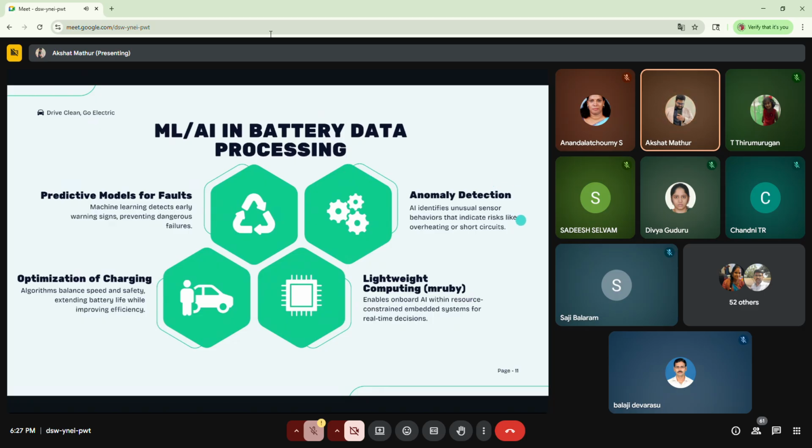So what this slide demonstrates is that AI transforms EV batteries into predictive systems. Predictive models identify risk before they escalate. Anomaly detection provides early intervention, charging optimization improves battery life, and lightweight onboard AI ensures decisions happen in real time, even with limited hardware. Lightweight computing is basically the mruby, which is the main topic of this FDP.